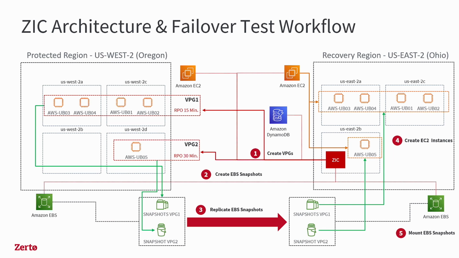You just click stop in Zerto. We're going to reverse everything we did. We're going to shut down the instances. We're going to unmount the snapshots and remove the instances. And the whole time we're doing this, we're still replicating data.